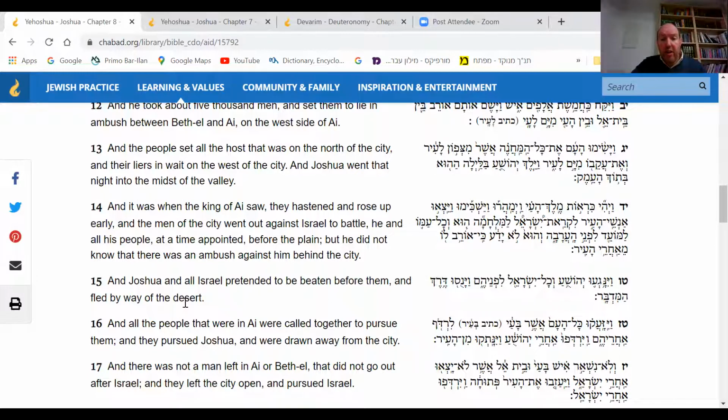Verse 15, and Joshua and all Israel pretended to be beaten before them. Right, it's not a literal translation. They actually start fleeing and are beaten before them, but the translator in this instance said that it was obviously an act, and fled by way of the desert. So they start fleeing towards the east, towards the desert. And all the people that were in Ai were called together to pursue them. And they pursued Joshua and were drawn away from the city.